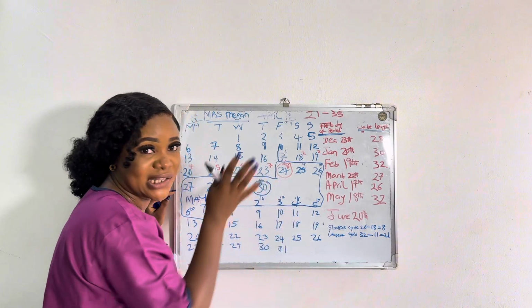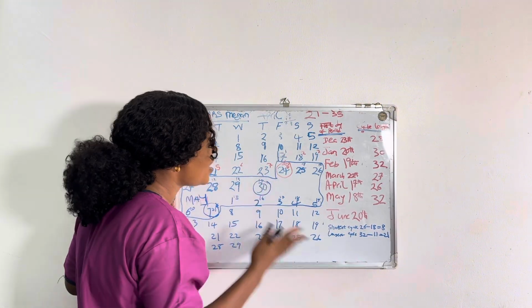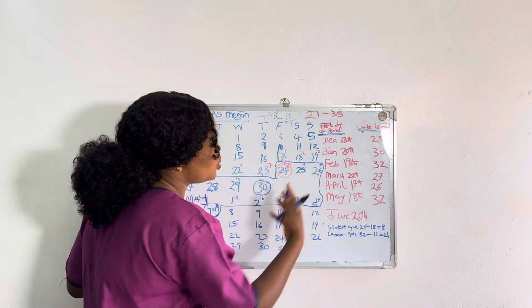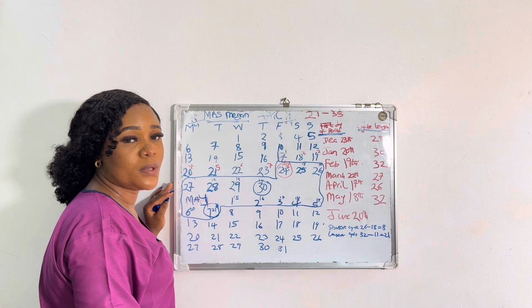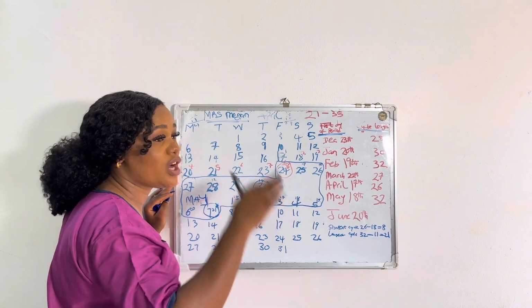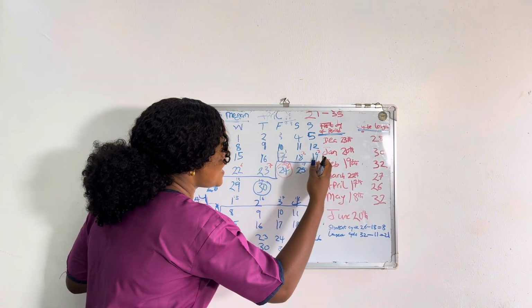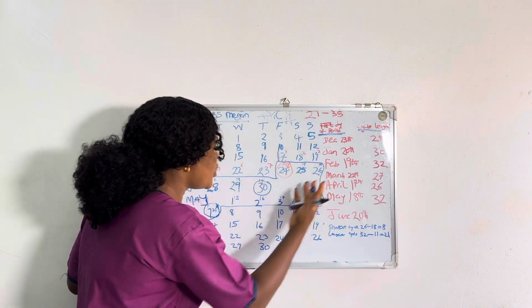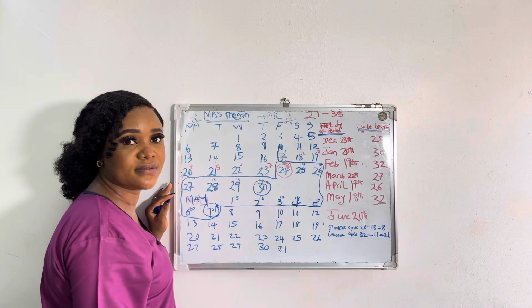So if you are a couple that is trying to conceive, you should have sexual intercourse within these days, and your chances of getting pregnant are very high. But if you are not looking forward to having a baby, you are trying to avoid pregnancy, please avoid having sex any day close to any of these days, because you are likely to ovulate.